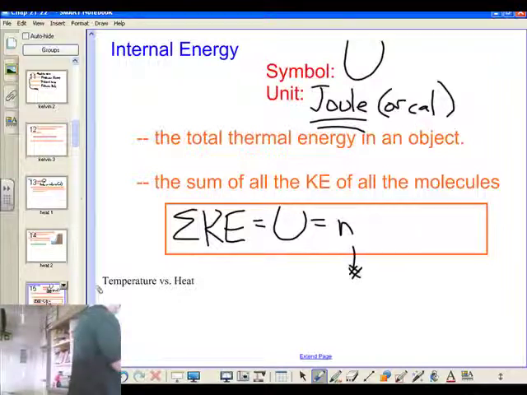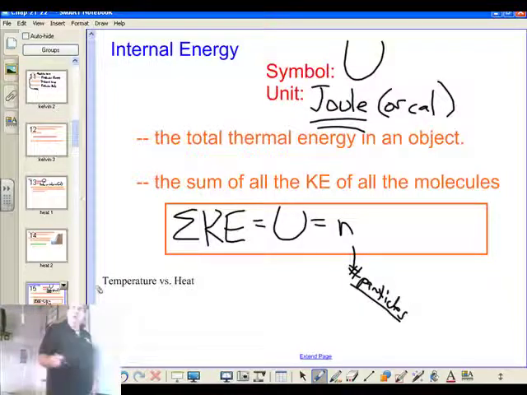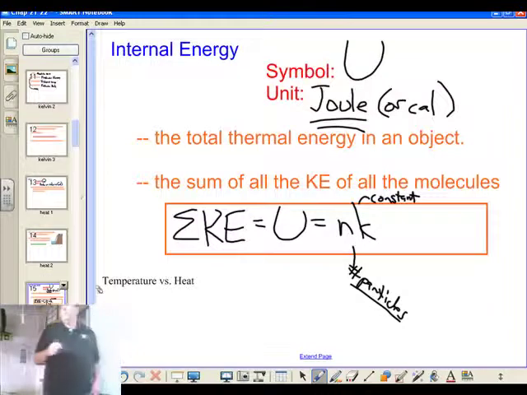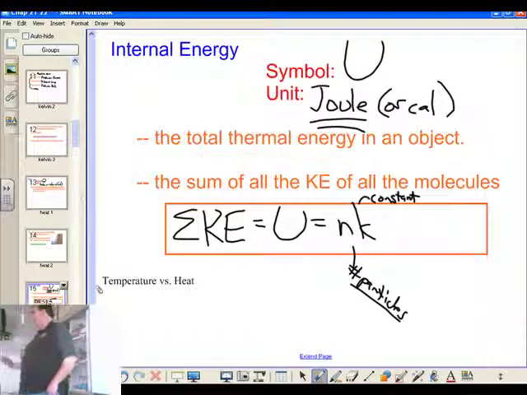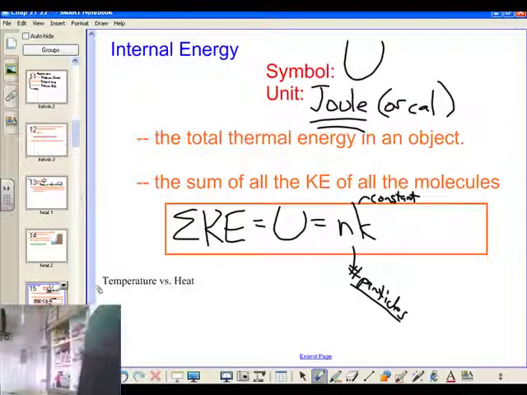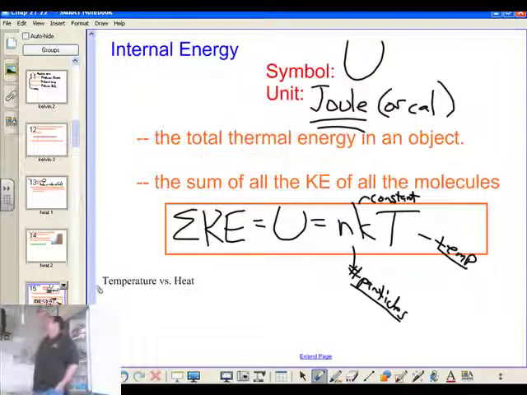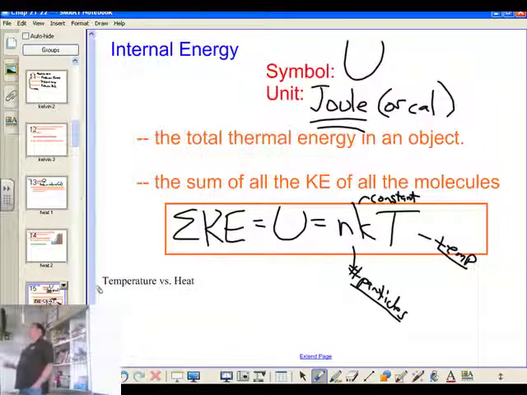like the number of particles, how many molecules, how many atoms, etc., times a constant. This is a proportionality constant. We call it the Boltzmann constant. We don't have to worry what it is because we're not going to actually calculate that. Times T, which is temperature. So there is a relationship between temperature and the energy.